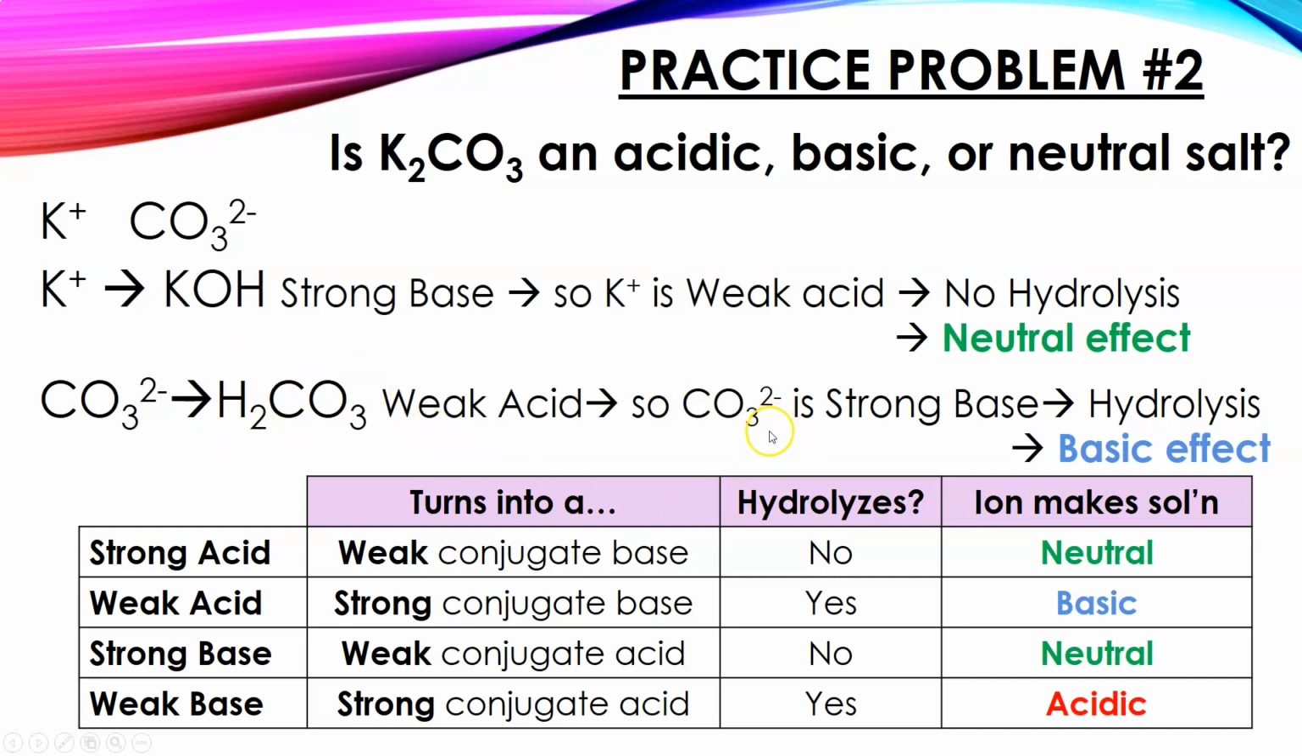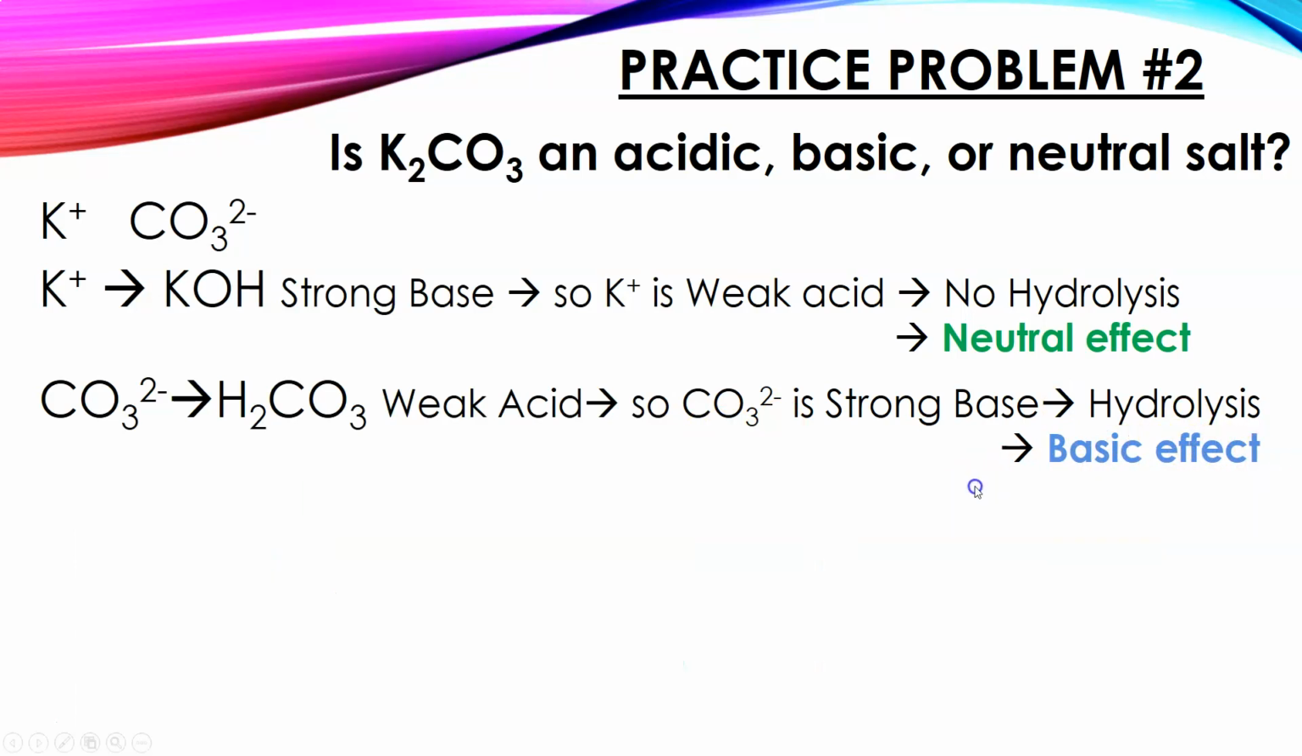And so it will rip hydrogens off of the water, which is hydrolysis. If it's taking the hydrogens away from the water, then there's hydroxides left over. So it will have a basic effect. It will result in hydroxides floating around. It's not that the carbonate ion itself has hydroxides to contribute. It's that the carbonate ion steals the hydrogens away from the water, which leaves basic hydroxides floating around.